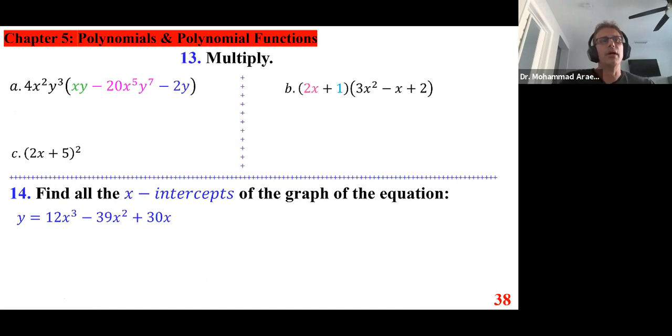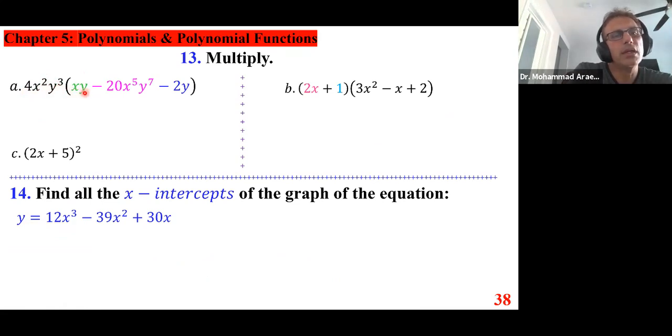Let's multiply. So we multiply these two. So 4 doesn't change, x squared becomes x cubed. It's important to see that this one doesn't have an exponent. That means the exponent is 1. Y doesn't have an exponent. The exponent is 1. So x squared changes to x cubed. Y cubed changes to y to the power of 4.